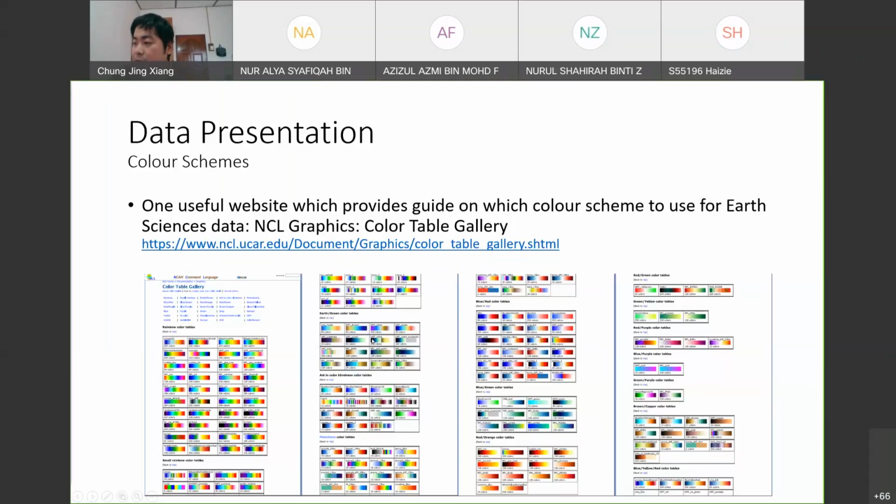Yeah, this very dark color becomes pale. So diverging color is like this one, or this one. This is sequential color that changes gradually. Okay, so you can always refer to this website for suggestions on what color to use.